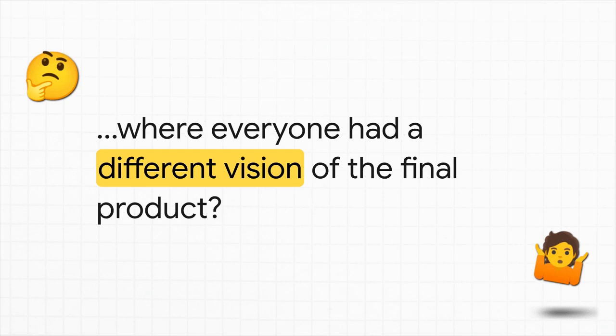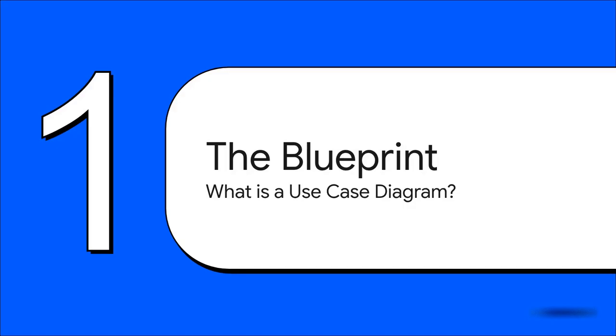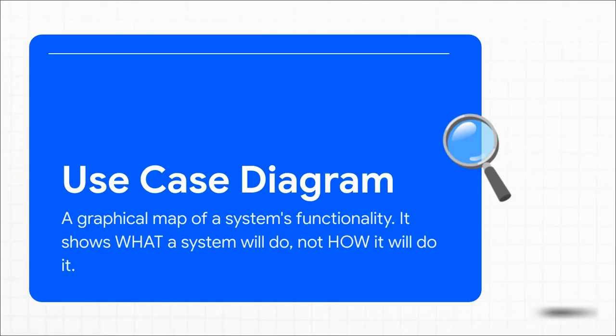But what if there was a simple way to get everyone looking at the same blueprint? Well, there is, and that's exactly what a use case diagram is for. It's the blueprint, the high-level plan that lays out everything your system is supposed to do. But here is the absolute key, the most crucial thing to get. A use case diagram is all about the what. What does the system need to do for the user? It's not about the how, not the code, not the database, none of that.